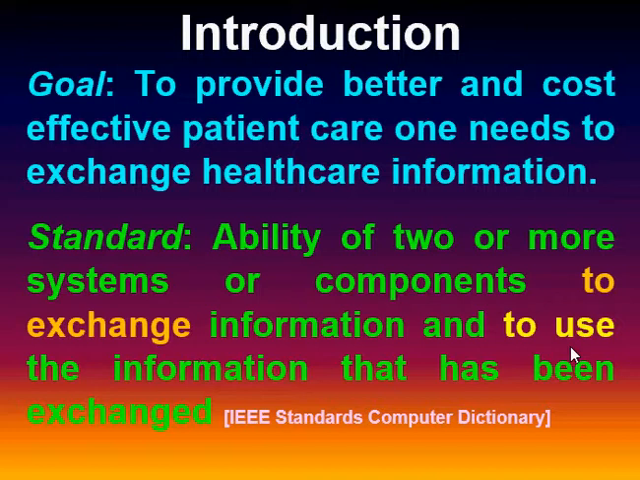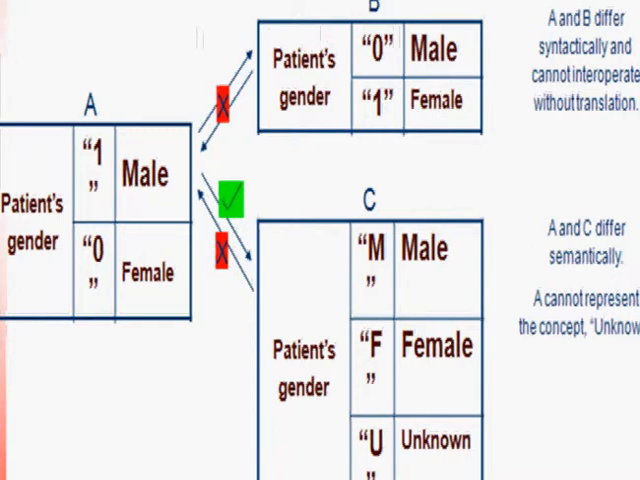Now, why do we need standards at all? Now, suppose there are two hospitals which code the patient's gender. One codes male as 1 and female as 0, another codes male as 0 and female as 1. That actually cannot be said syntactically in a valid way.